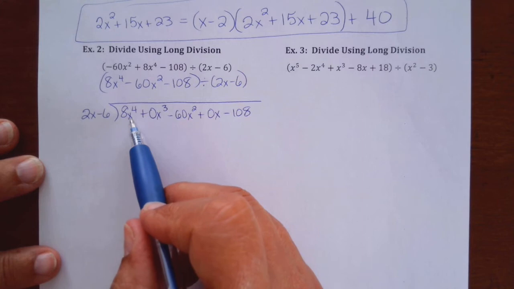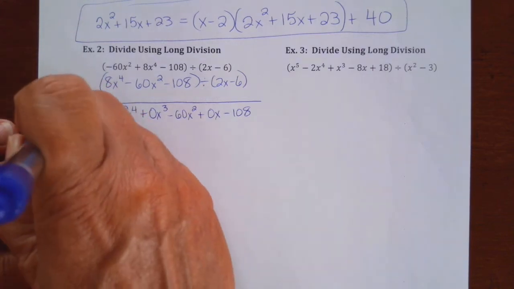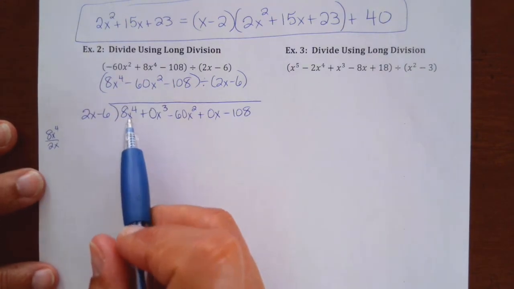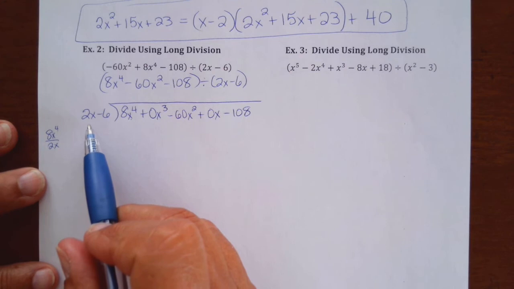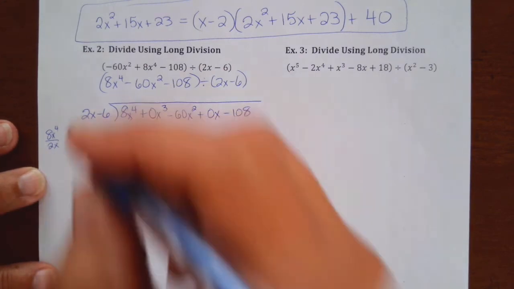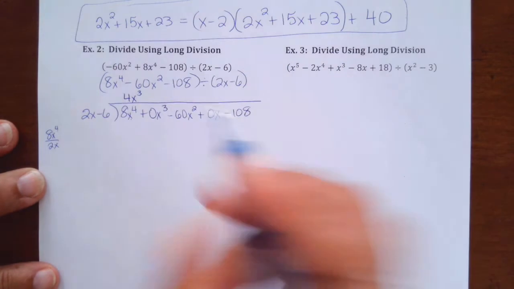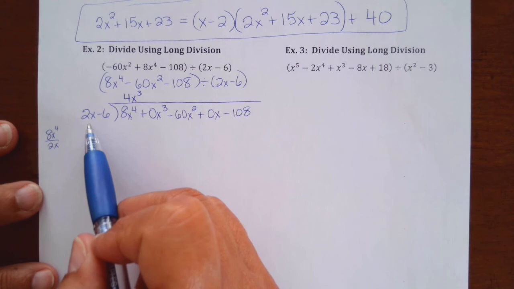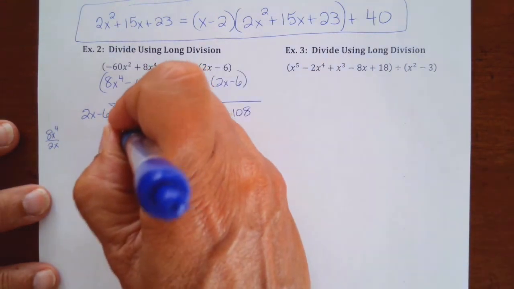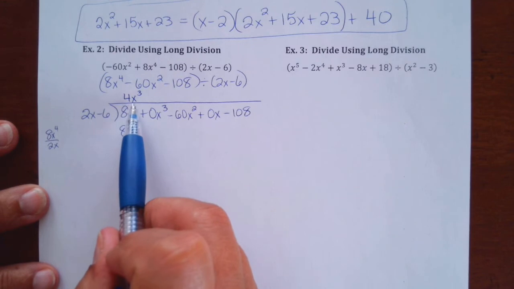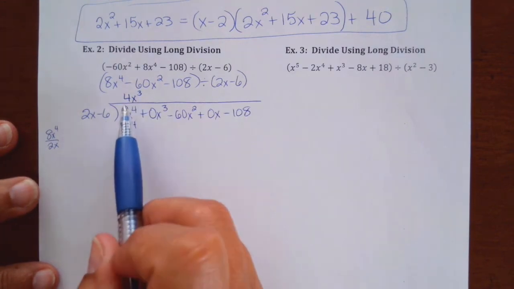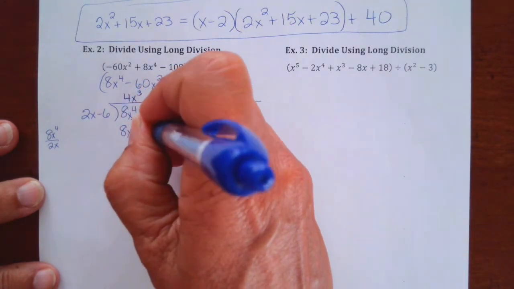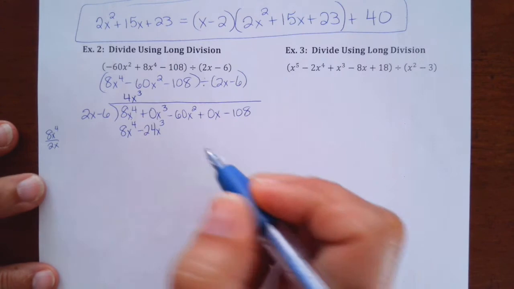So we're going to start by dividing 8x to the 4th by 2x. I'm going to do that over here. Some of you need to do this, some of you can do this in your head, and that's fine. But you're always dividing the first term by the first term. So that would give you 4x cubed. That's what goes up here. And then you're going to multiply this times these two numbers. So 4x cubed times 2x is 8x to the 4th. And then 4x cubed times negative 6 is negative 24x cubed. So I have to put it under the right place. So it would go under the x cubed.